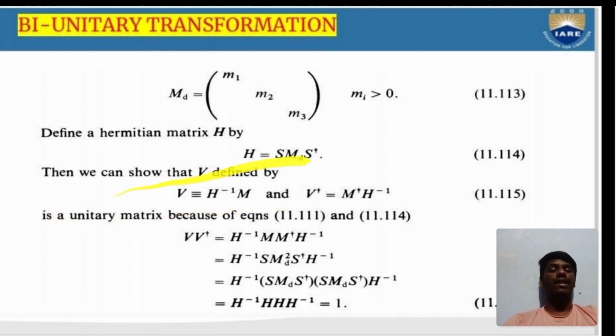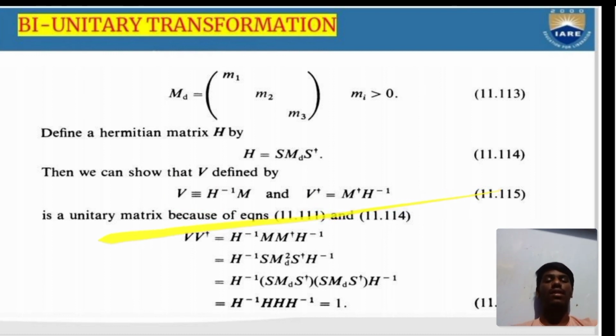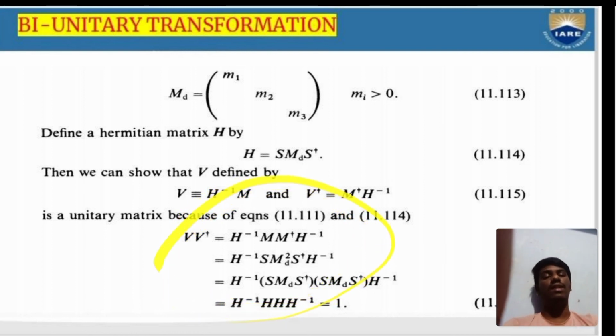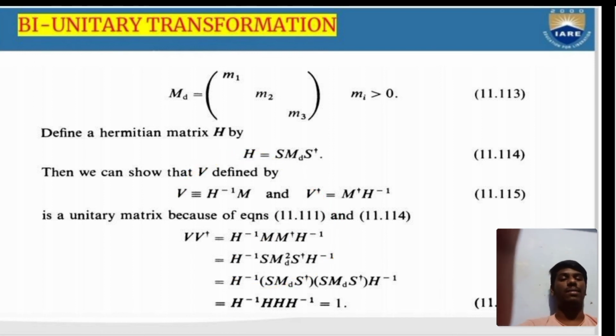Then we can show that V defined by V equal to H inverse M, and V† equal to M† H inverse, is a unitary matrix because of equations 11.113 and 11.114. V V† is equal to H inverse MM† H inverse, equal to H inverse S M_D² S† H inverse, equal to H inverse H² H inverse, equal to 1. By proving this, we can do the diagonalization of a matrix which is not Hermitian, and its square diagonal, by using the biunitary transformations.